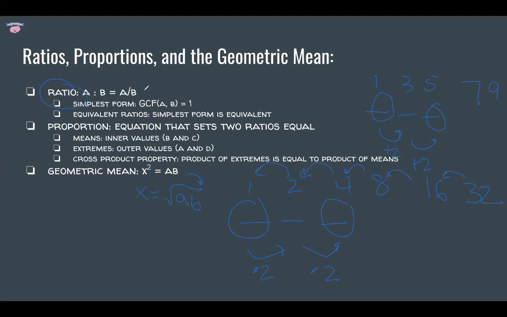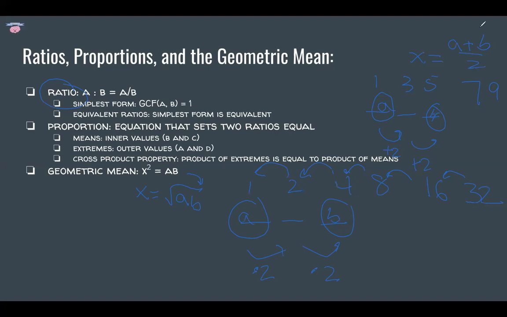Ratio basically means division. The ratio is always the same, and in this case, it's 2. So the geometric mean of two numbers A and B. For arithmetic, x is equal to (a plus b) over 2.